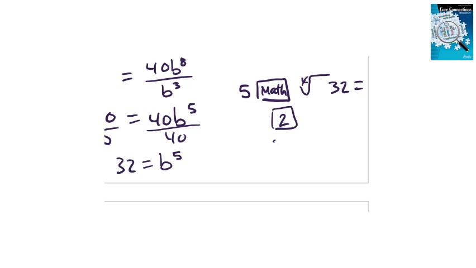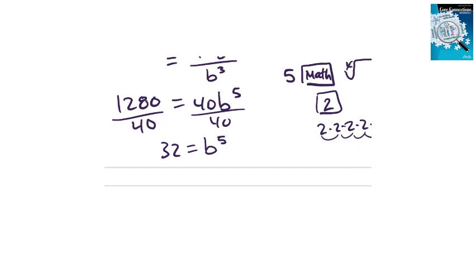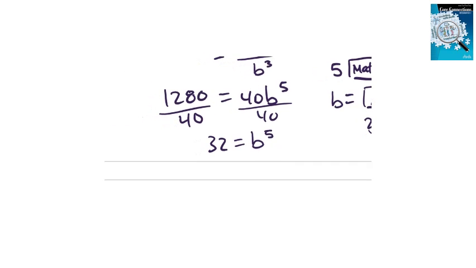In other words, 2 times 2 times 2 times 2 times 2 is 32. That's 4, 8, 16, 32. Sure enough. So I know that b is the number 2. That's one of my parameters. I also need to figure out what a is.